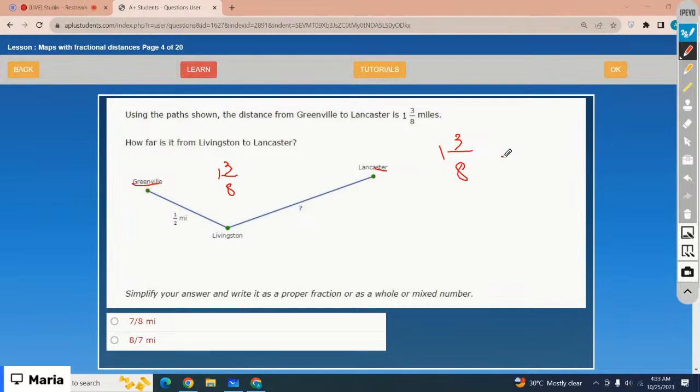That is the total distance. Subtract the 1 given. So 8 times 1 is 8, 9, 10, 11 over 8. Make their denominators the same. So you need to multiply it by 4. So 11 over 8 minus 4 over 8, that is 7 over 8. So that means the distance between Livingston to Lancaster is 7 over 8. Got it?